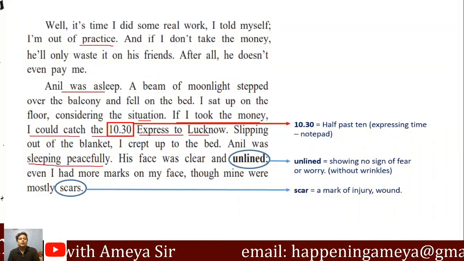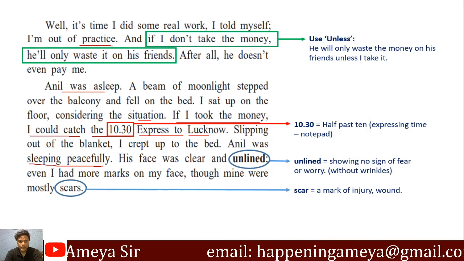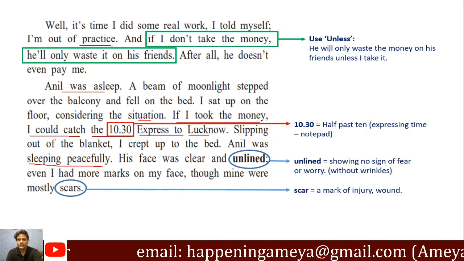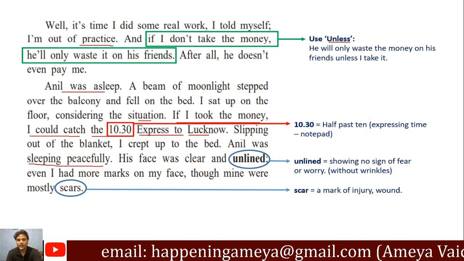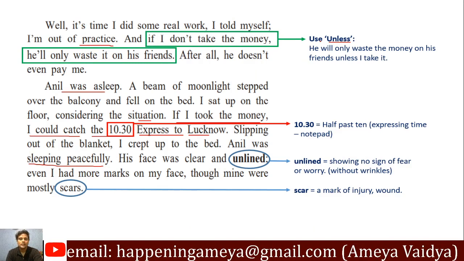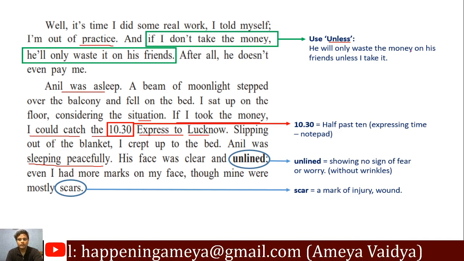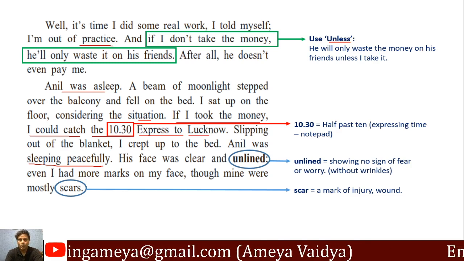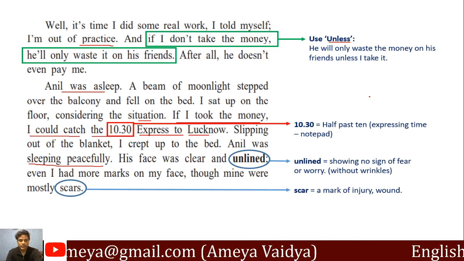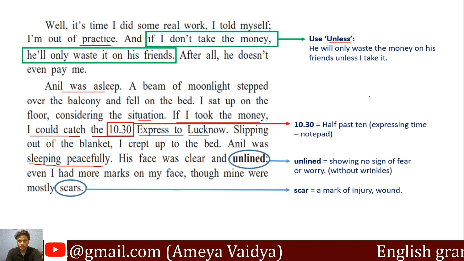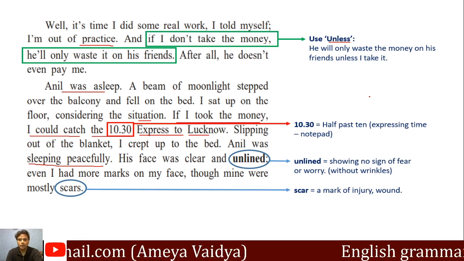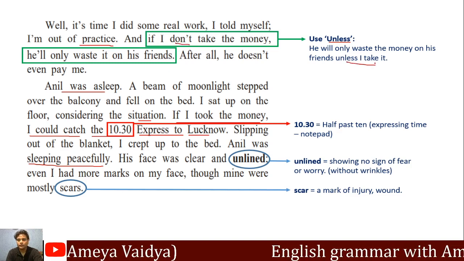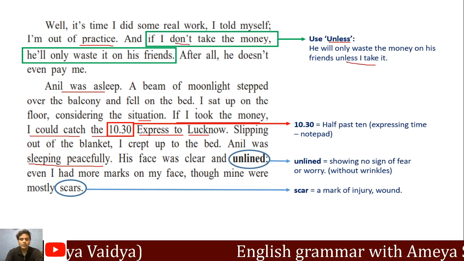Okay, now is there anything else here? Yes, there is a grammar entry. If I don't take the money, he will only waste it on his friends. Rewrite using unless. That's unless, not useless, okay? He will only waste the money on his friends unless I take it. So write it down and study it properly. If I don't take the money, he will waste it on his friends, which means that he will only waste the money on his friends unless I take it. So you change the negative to the positive here using unless. That's how you're going to use unless.